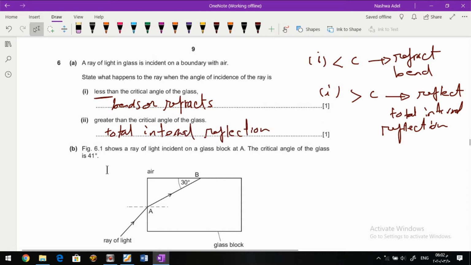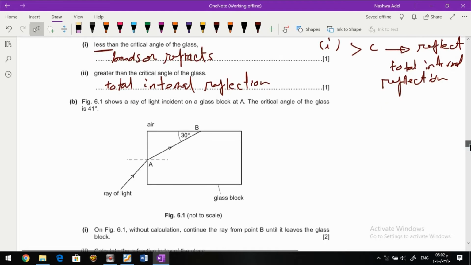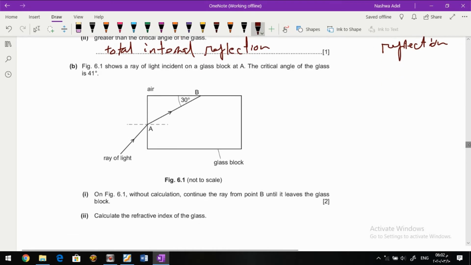Next question. Figure 6.1 shows a ray of light incident on a glass plaque at point A. The critical angle of the glass is 41. On figure 6.1, without calculations, continue the ray from point B until it leaves the glass plaque.